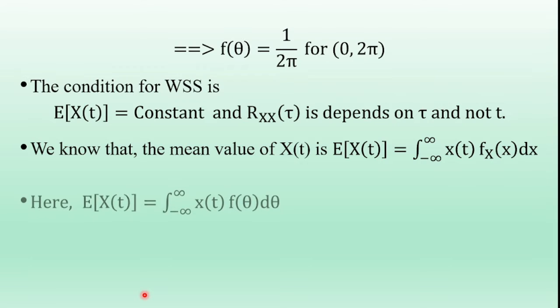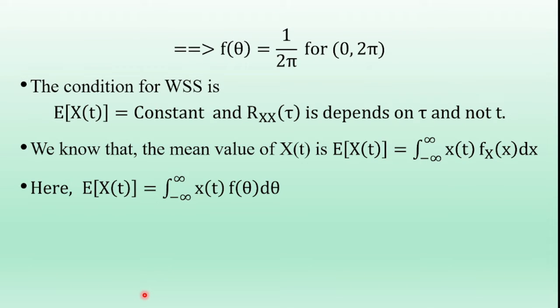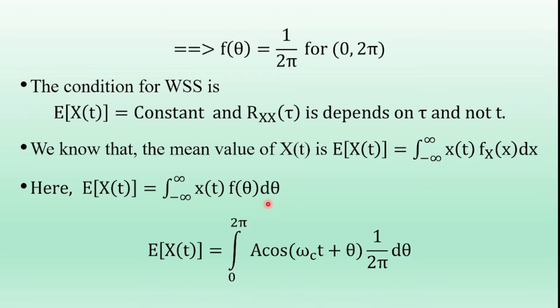Here the random process X(t) is A cos(omega_c t + theta) and theta is a uniformly distributed random variable with probability density function f(theta). So the expectation of X(t) is the integral from minus infinity to infinity of x(t) times the probability density function f(theta) d theta. Now applying the given data, the random process is A cos(omega_c t + theta) and the probability density function of the random variable theta is 1 by 2 pi d theta over theta equal to 0 to 2 pi.